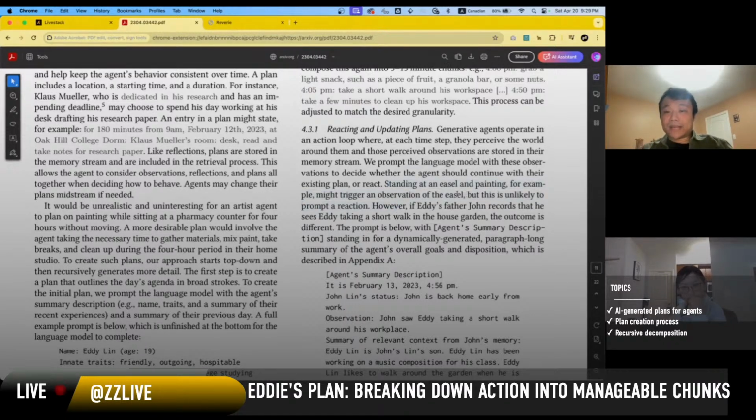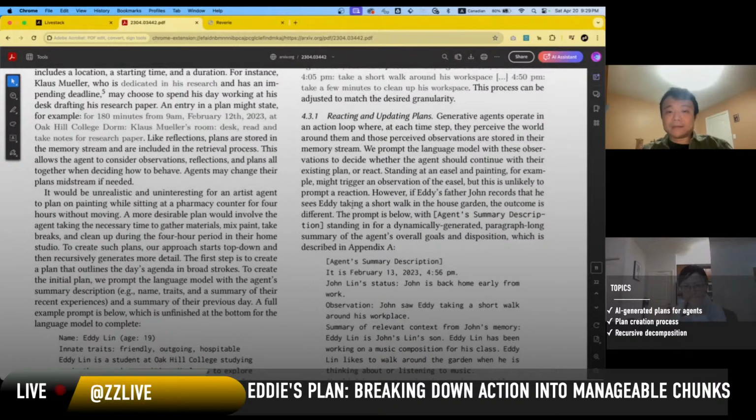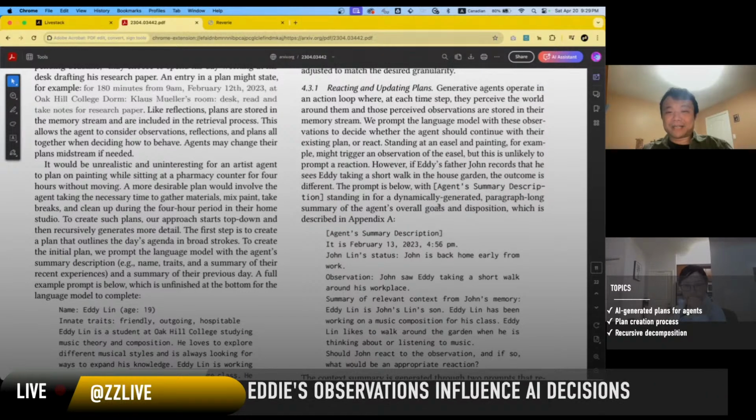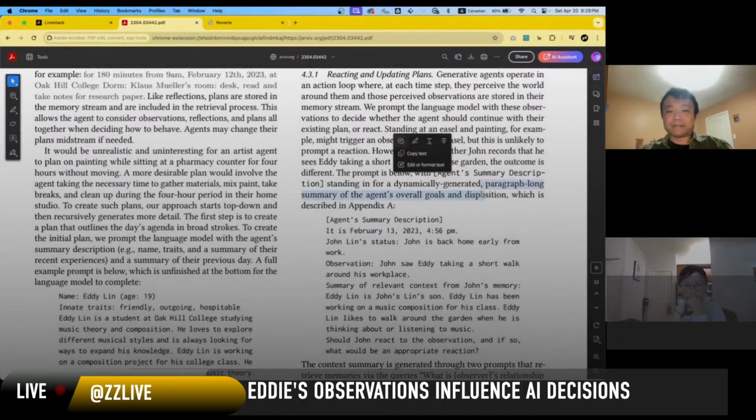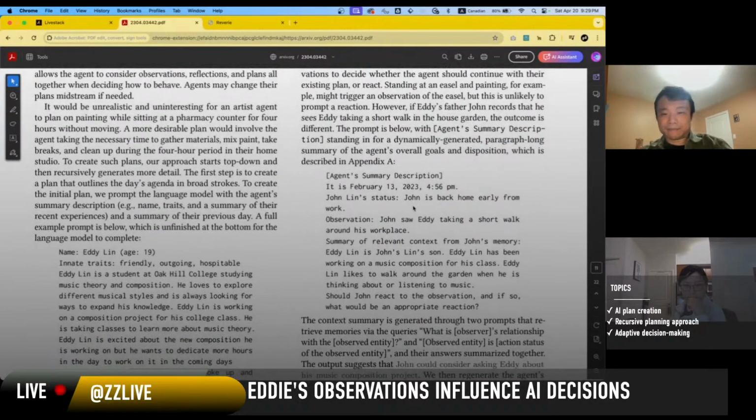Standing at the easel and painting, for example, might trigger an observation of the easel, but this is unlikely to prompt a reaction. However, if Lin's father John records that he sees Lin taking a short walk in the house garden, the outcome is different. The prompt is below, with agent summary description standing in for a dynamically generated paragraph-long summary of the agent's overall goals and disposition, which is described in Appendix A.